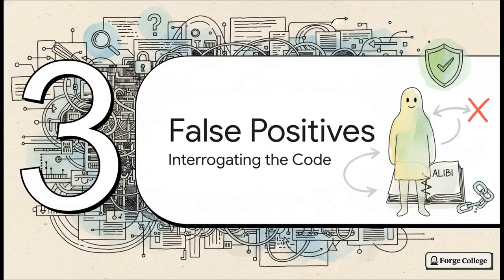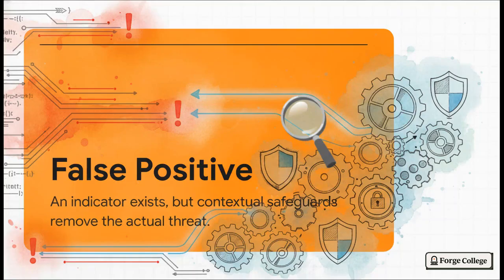Okay, Section 3. Interrogating false positives. This is where we really start interrogating the code. Now we have to talk about false positives. You'll find that what looks like a glaring vulnerability on line 12 might actually be completely neutralized by a really clever safeguard back on line 10. In detective terms, the suspect has a rock-solid alibi. The indicator absolutely exists, yes, but the contextual safeguards completely remove the actual threat.